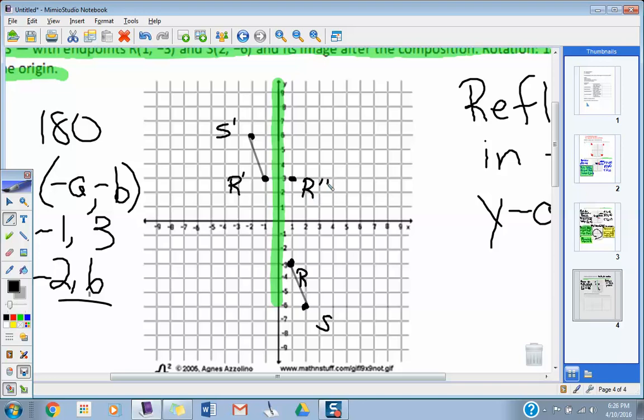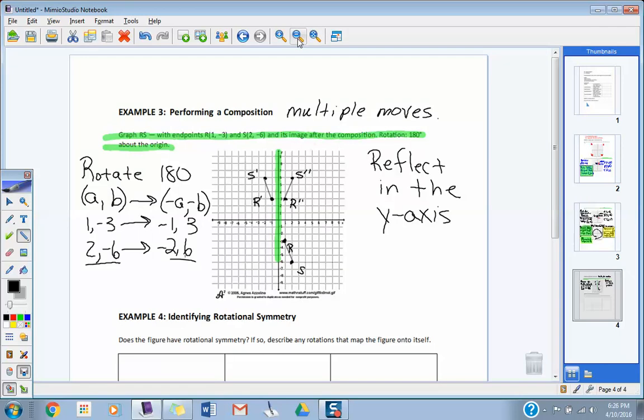Likewise, S prime is 2 units to the left of that line, so S double prime shall fall 2 units to the right. And this is what you're going to end up with for a composition of 180 degrees of rotation for that segment, and then a reflection in the y-axis. And always label your stuff. Always label your stuff. All right, very good.